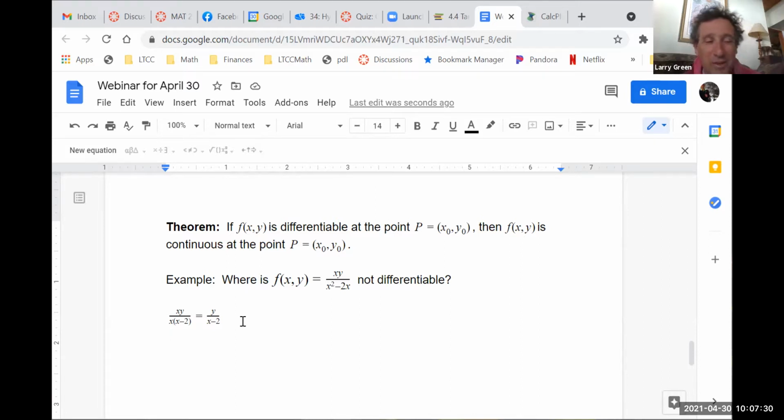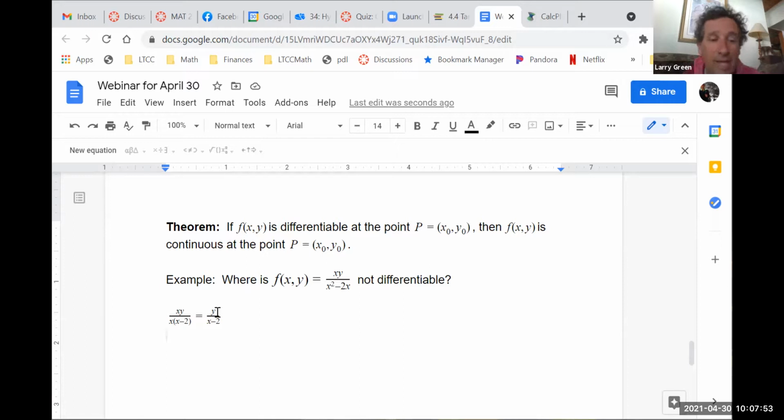Plug in x equals 0. What do you get on the left-hand side? You get 0 on the top, 0 on the bottom. That's not 0. 0 over 0 is not 0. On the right-hand side, you get y over negative 2. Y over negative 2 is not equal to 0 over 0.